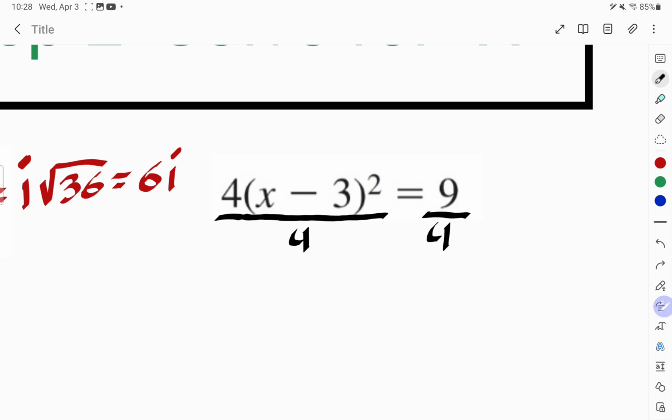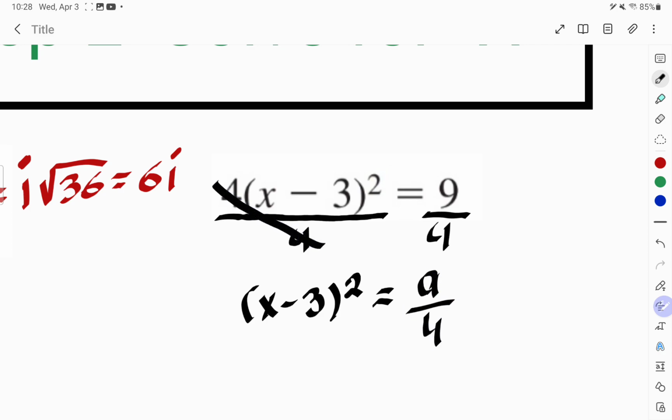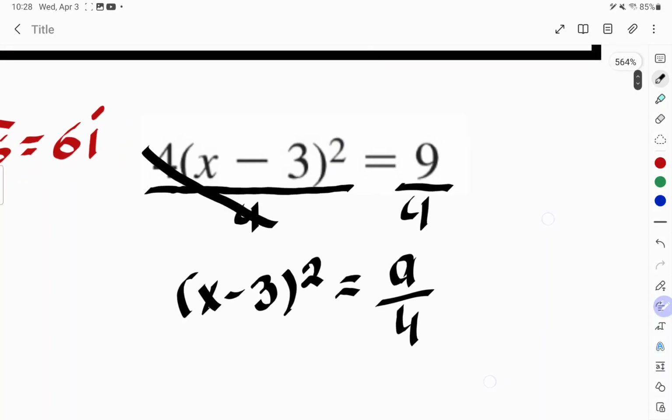So how is this going to look? Pretty easy. We're going to divide by 4 on both sides. That's going to give me a new problem. So it's going to be x minus 3 squared, right? And then it's going to be 9 over 4. Yeah, because those 4s become 1, so that basically disappears.